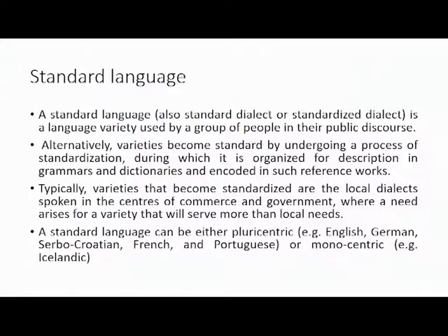Typically, varieties that become standardized are the local dialects spoken in the centers of commerce and government, where need arises for a variety that will serve more than local needs. A standard language can either be pluricentric, for example, the English language, the German language, the Serbo-Croatian language, the French and the Portuguese, or monocentric, for example, the Icelandic language. So the English language is a standard language.